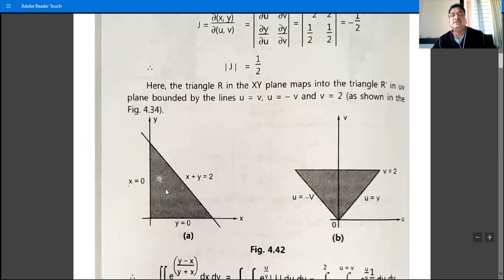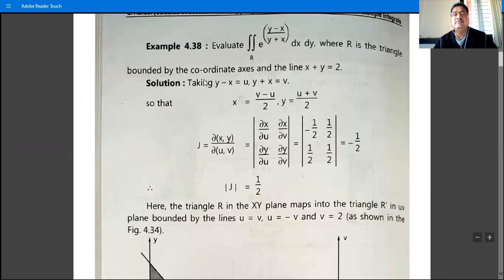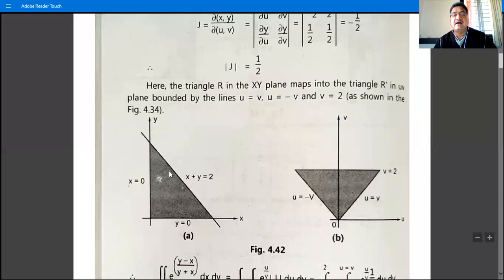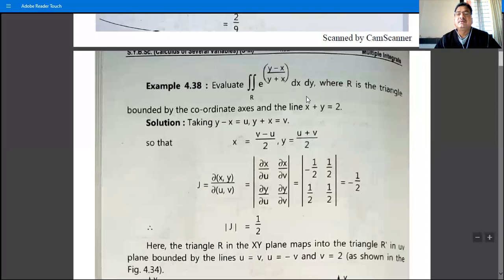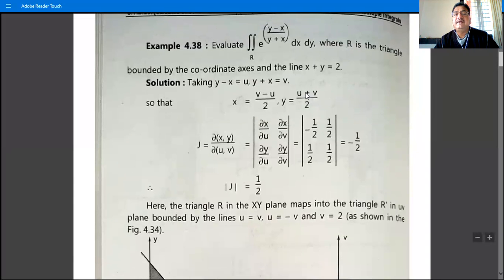Okay, so this is the area bounded by the coordinate axis and the line. That is, this is R, this is the R region. Now we have to change the variables. So substitute y minus x as u and y plus x as v. So this is the change of variable.